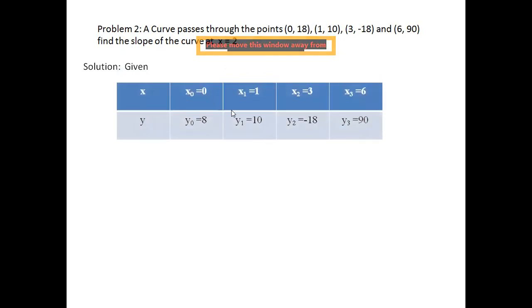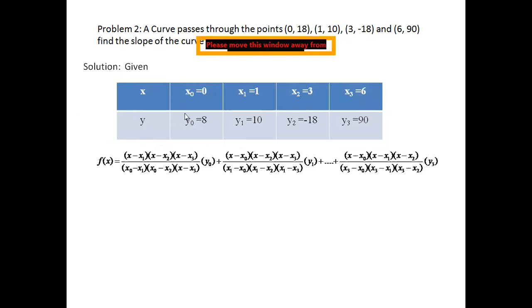So here x0 is 0, x1 is 1, x2 is 3, x3 is equal to 6. You write like this. Similarly, the values of y: y0 is 18. This should be 18, not 8. And y1 is 10 here, y2 is minus 18, y3 is equal to 90. So you have to note that it's not 8, it is 18. Now, once you have tabulated like this, you write the formula for this.